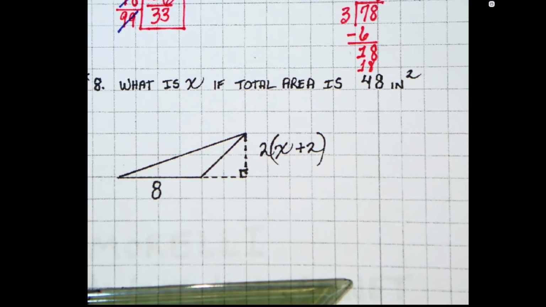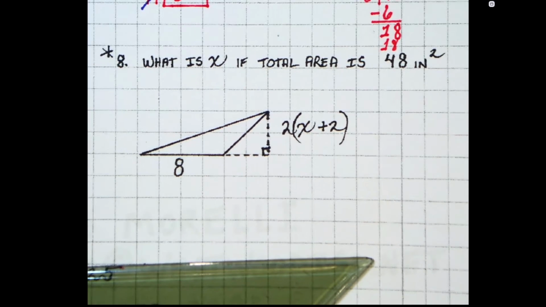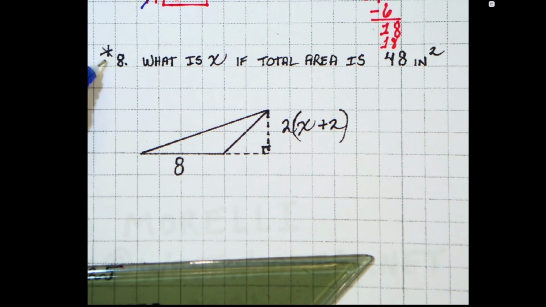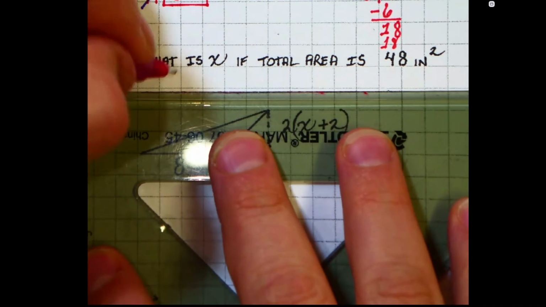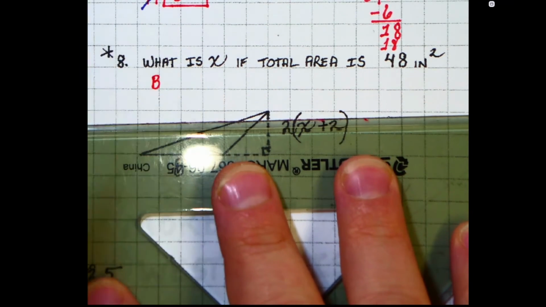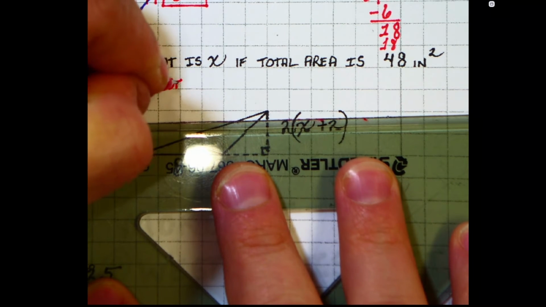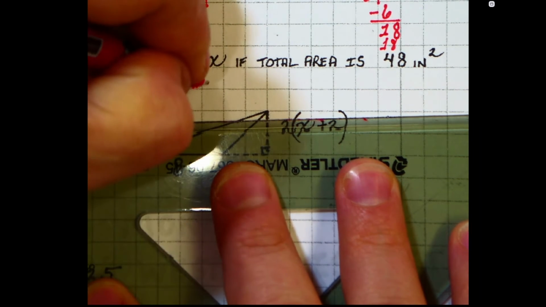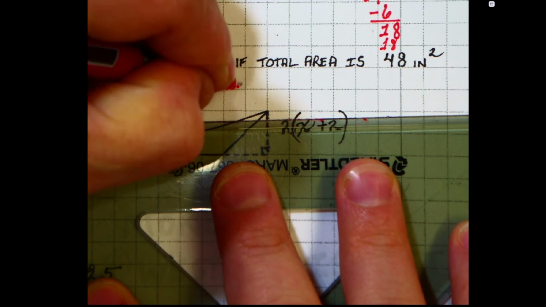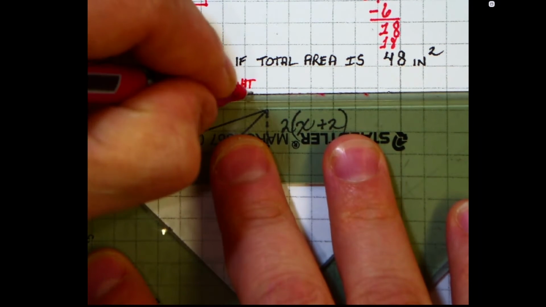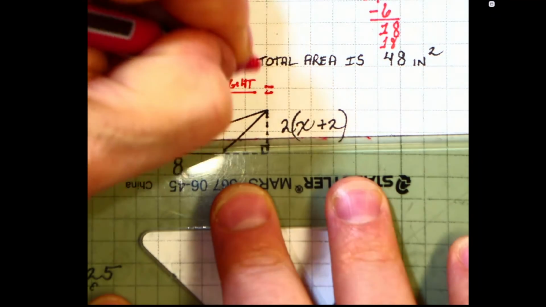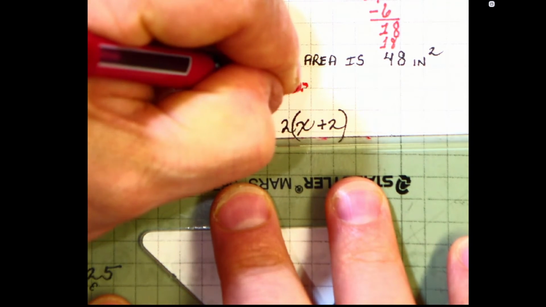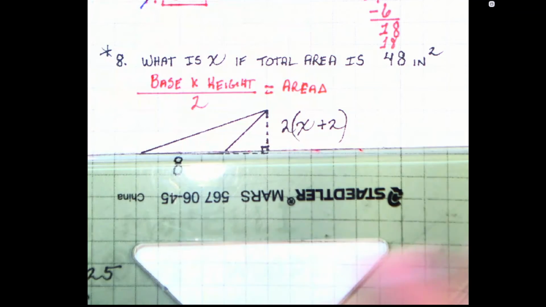Okay. So now we're on to a problem that is a legitimately challenging algebra problem. And I put the star there, okay? Because it is legitimately challenging. So first we need to write out the formula for the area of a triangle. Base, B-A-S-E, times height, H-E-I-G-H-T, divided by 2, equals area of a triangle.